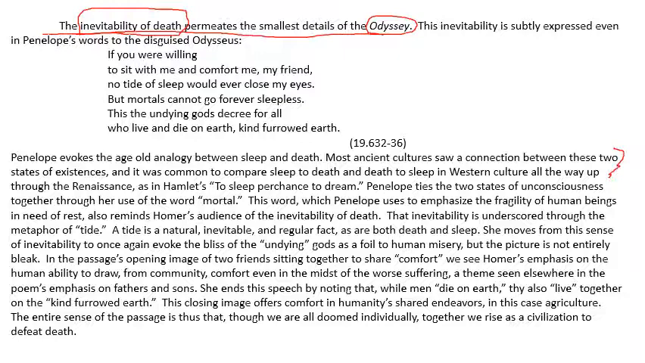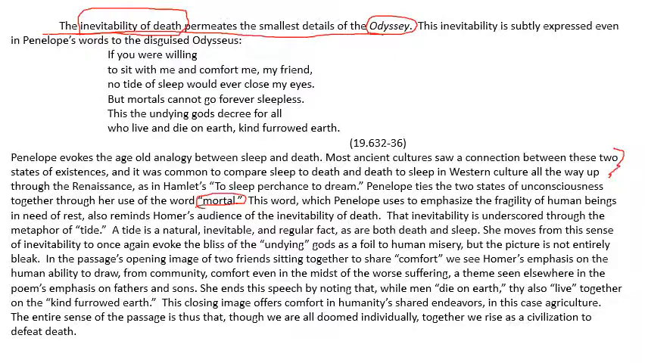Penelope ties the two states of unconsciousness together through her use of the word mortal. So notice again, we're looking at details, specific diction, words used. This word, which Penelope uses to emphasize the fragility of human beings in need of rest, also reminds Homer's audience of the inevitability of death. Right? That's the meaning of the word, is the point the author's making. She could have said humans, or she could have said people, but she said mortals, which literally means someone capable of death.